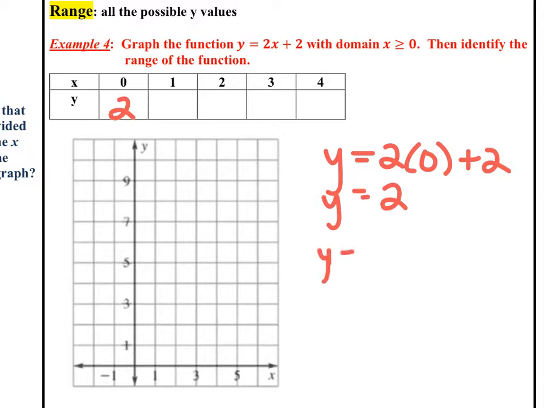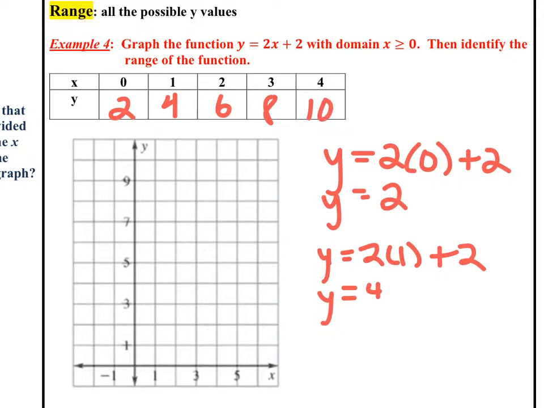I say y is equal to 2 times 1 plus 2, so y would have to be 4. So I could keep going from there. 6, 8, 10, right? And you know that because your slope is plus 2.